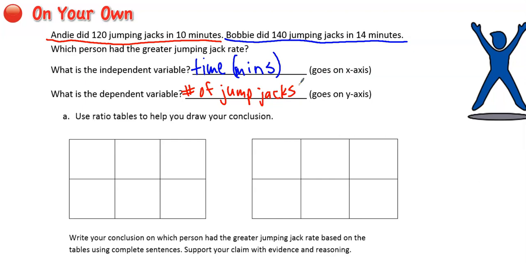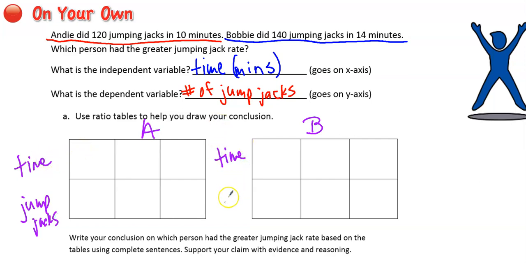Okay, and then it's asking you to use ratio tables. So I'm just going to label the tables. This is A for Andy, this is B for Bobby. And then I'm doing time here and the number of jumping jacks here. I usually put my independent variable first. That's the way you'll see it in the real world. Okay, so I've got everything labeled except I didn't have my units. There we go. And so you should start putting information in the tables and I will show you mine.